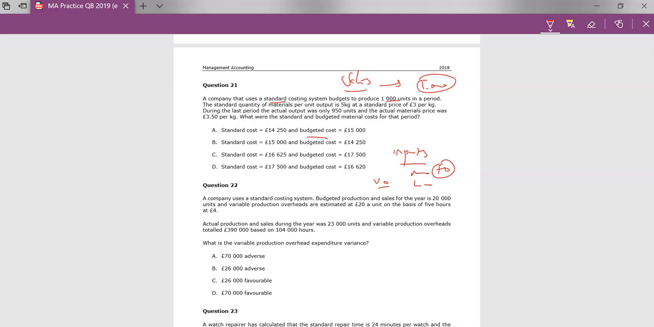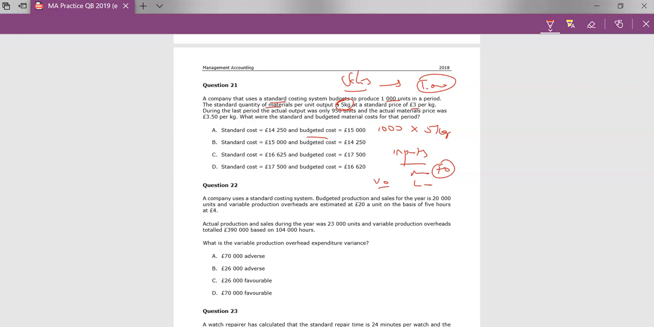Okay, great. So a company that uses a standard costing system budgets to produce 1,000 units, that's the budget. Standard cost, the plan was 5 kilograms at a price of £3 per kilogram. So the budgeted cost, which is the fixed cost, the plan always was that we're going to make 1,000 units. Actually, I haven't needed to go to another spreadsheet. 1,000 units, we would need 5 kilograms. So these are the standard costs. You can see it does tell you this idea is standard.